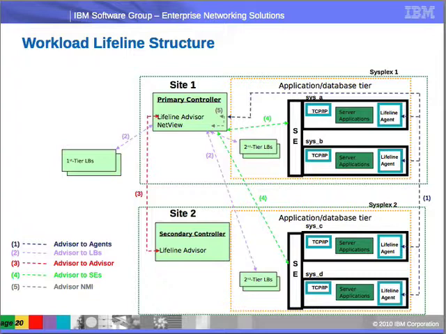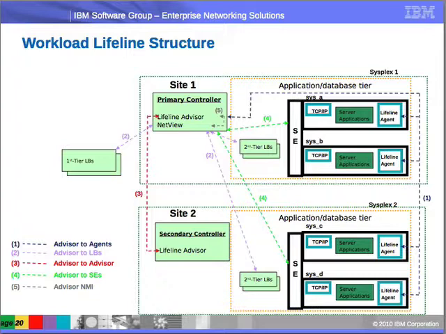Why this is important is that in order for a Lifeline advisor to detect a site failure, it needs to actually go to the support element. If it can reach the support element and the support element says all the LPARs that make up this sysplex or this site are down, then from a Lifeline advisor perspective, that's a site failure, and it will report a site failure. But it actually needs to communicate directly with the support element to get that information.